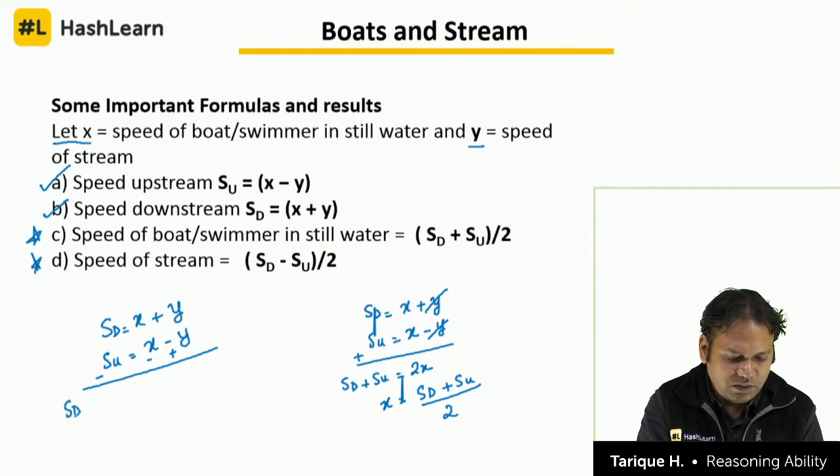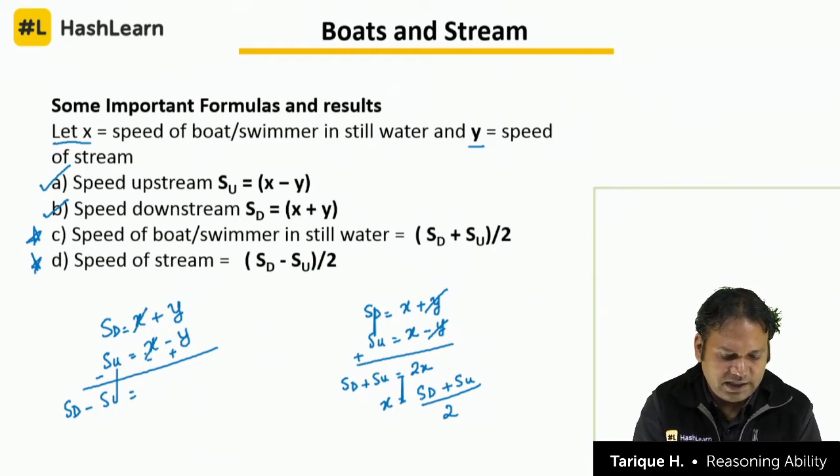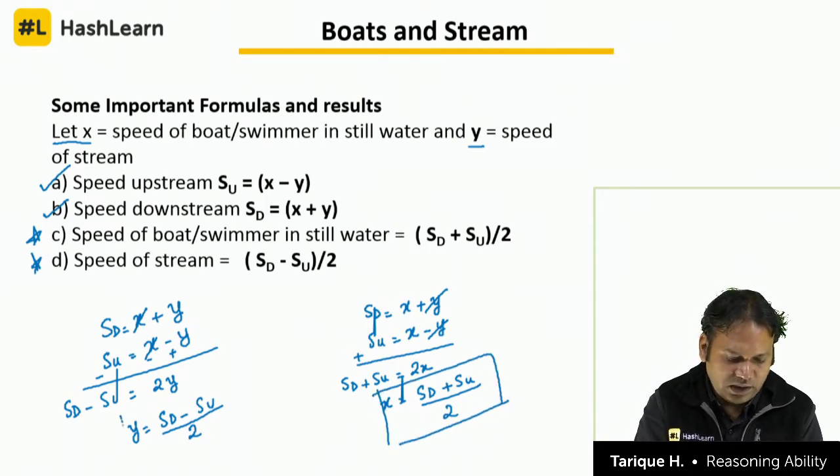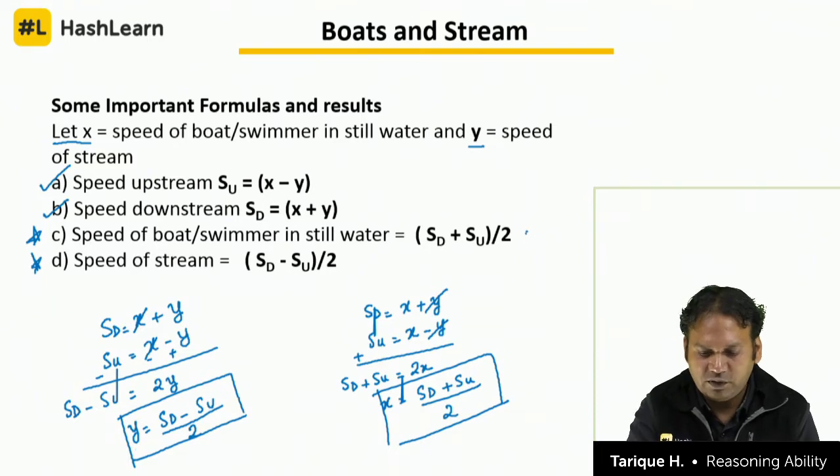So speed downstream minus speed upstream is equal to x plus y minus (x minus y). The x will get cancelled, and we get 2y. y is equal to speed downstream minus speed upstream by 2. See, that is how we get the formula: speed of the boat in still water, speed of stream. So that is how we apply this concept. That is how we got this formula here.